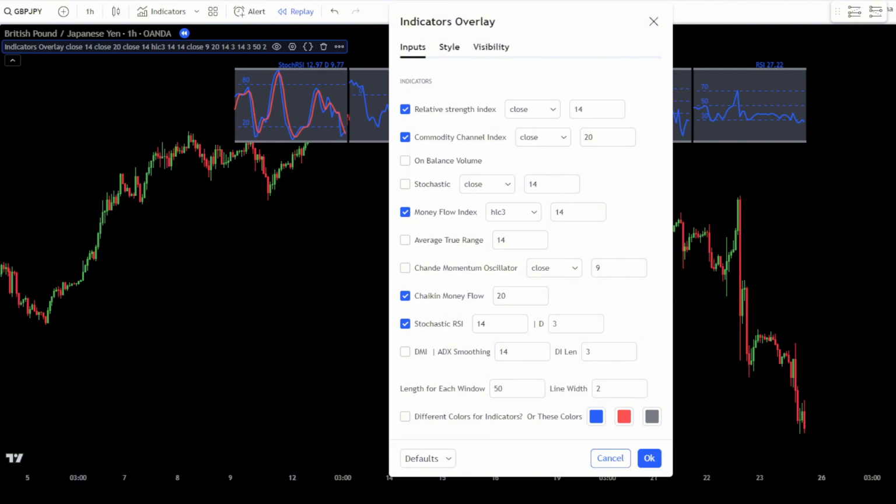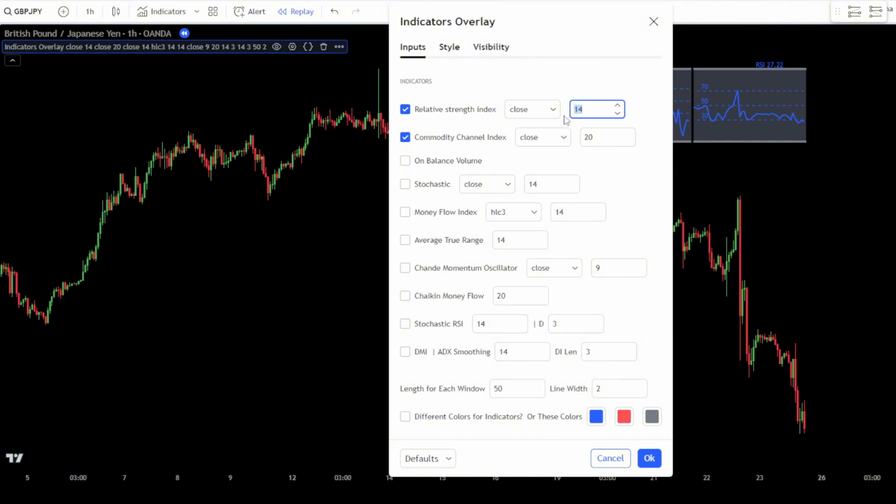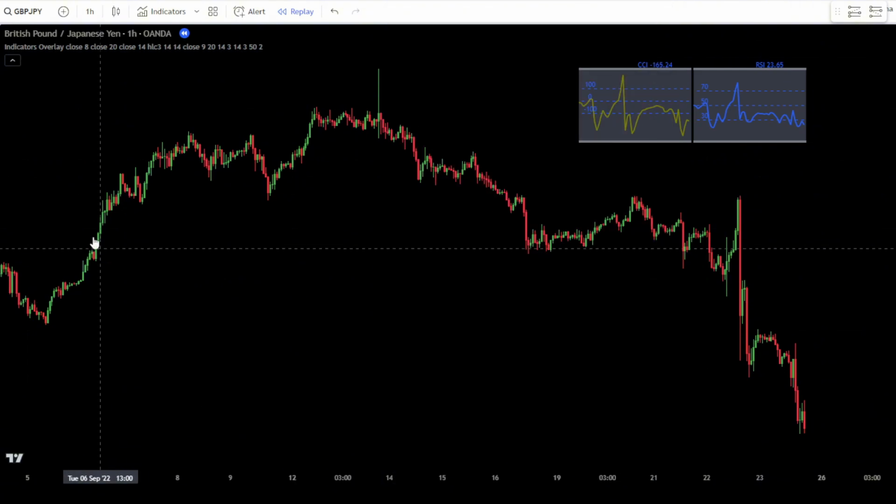In this example, we will only use the RSI and CCI indicators. To do this, uncheck all the indicators except for RSI and CCI. Next, set the length of the RSI or Relative Strength Index indicator to 8. Then, activate the option for different colors for indicators. Once you're done, simply click OK to confirm the changes.